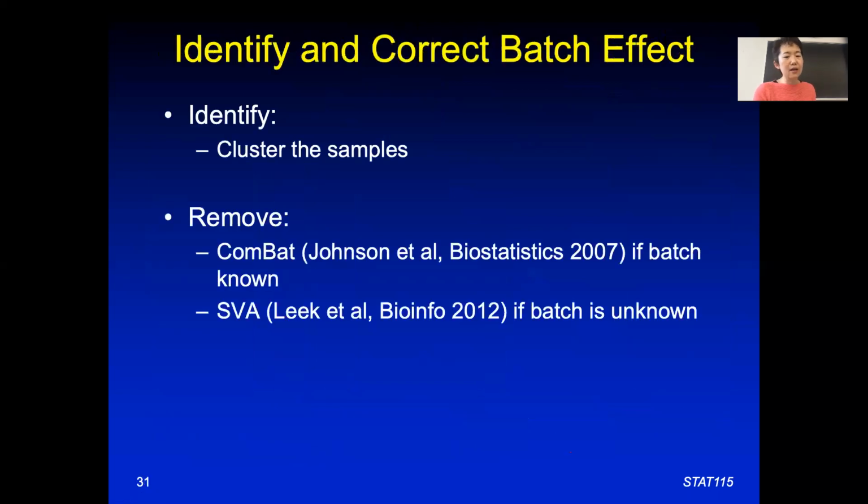And there is another algorithm called SVA. This is for cases where you are not even aware of what type of batch there is, and it can automatically identify the batch and correct it. Most of the time, I think people do know the batch, especially if you keep track of your lab notebook, so you will know to correct for batch effect using ComBat.